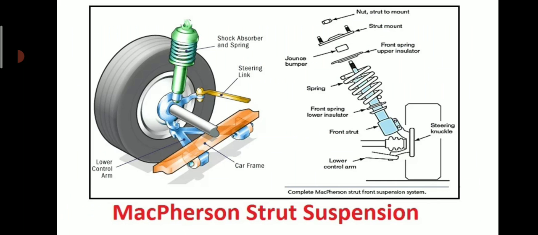So let us see the details regarding the McPherson strut suspension. You will see the picture of this type of suspension, how it is formed, how it is constructed. You will see the lower control arm at the bottom. There is a front spring lower insulator. After that there is a spring. After that front spring upper insulator. You will see Jounce bumper, strut mount, nut strut to mount. So these are some of the detailed components of McPherson strut suspension.